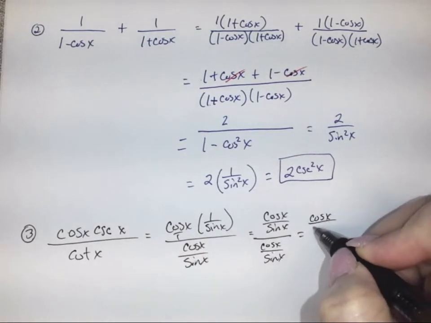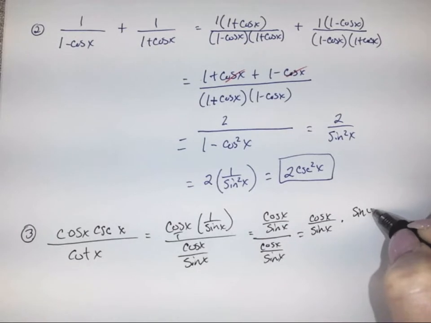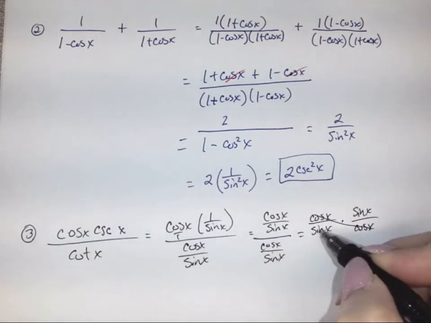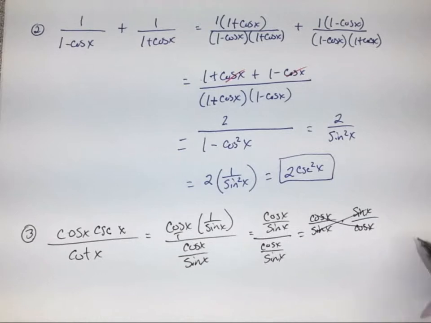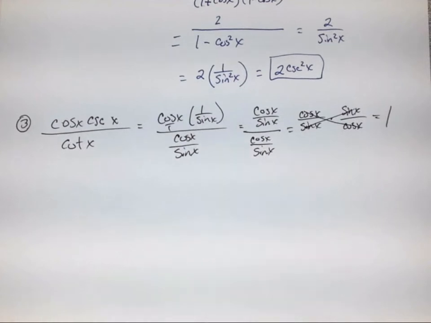So cosine x over sine x multiplied by sine x over cosine x. Our cosines will cancel, our sines will cancel, and we still end up with 1. So you could stop here when you see that they are equal to each other.